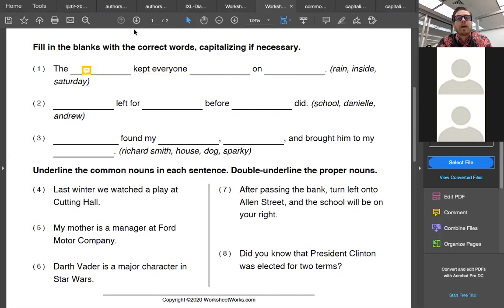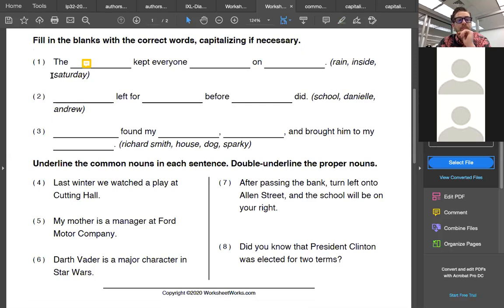All right, so let's see. So I wanted to write it there, but I can't. So it goes, the rain kept everyone inside on Saturday. Is anything capitalized? Saturday needs to be capitalized. Saturday needs to be capitalized for sure.